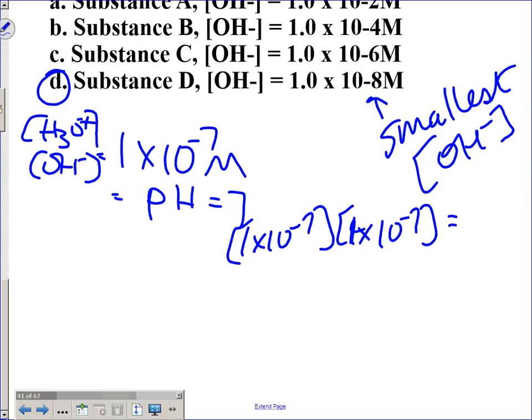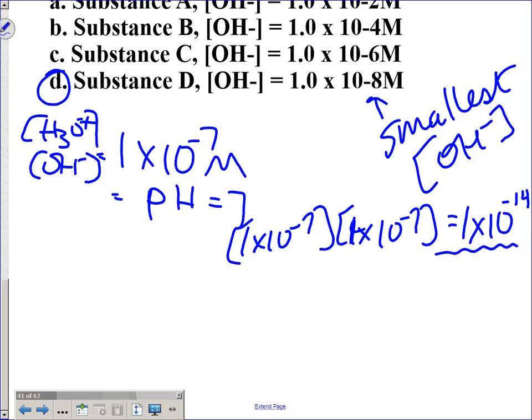Anybody? What is that? 1 times 10 to the negative 14. Thank you. So whenever you multiply your exponents, you have to add them. So that's negative 7 plus negative 7, which is negative 14. Brady, what's your number? Thank you. So does this number seem familiar?